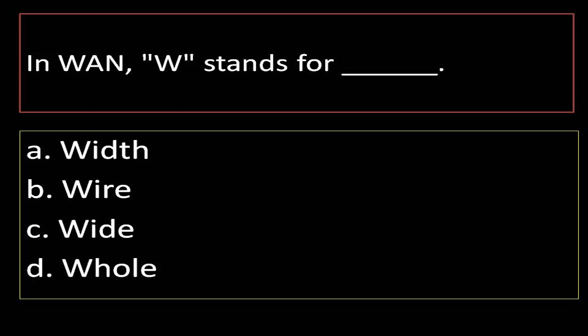In a WAN, W stands for dash. Option A width, option B wire, option C wide, option D hole. And the right answer is option C wide.